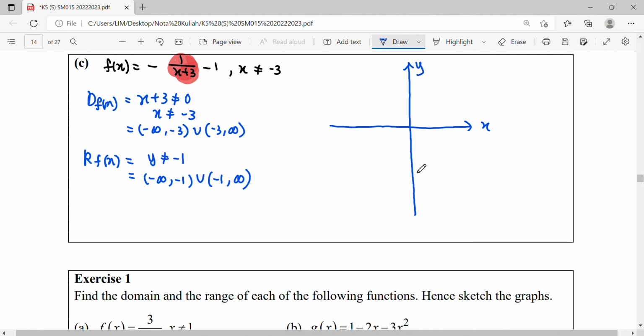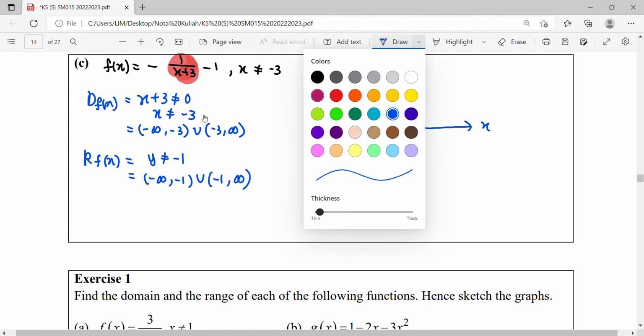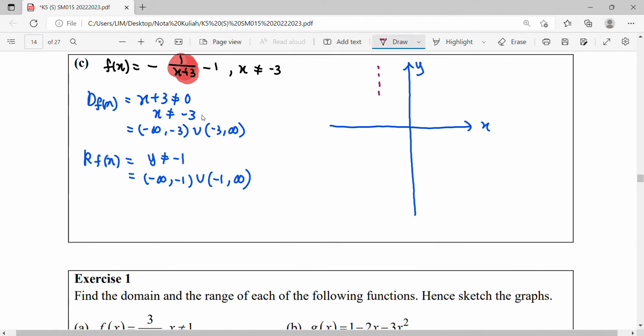Okay. Draw the asymptote first. Where's the line that the graph cannot be? So your domain is your graph, right? So your graph cannot be negative 3. Means at negative 3, we have a vertical asymptote. So x negative 3 is a vertical line. So y cannot be negative 1, means at y negative 1, it will be a horizontal asymptote.